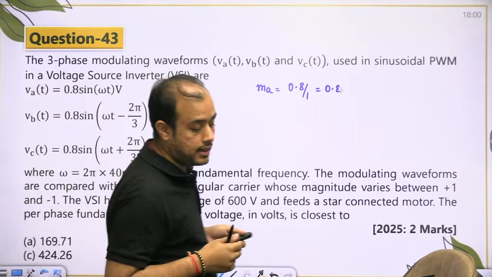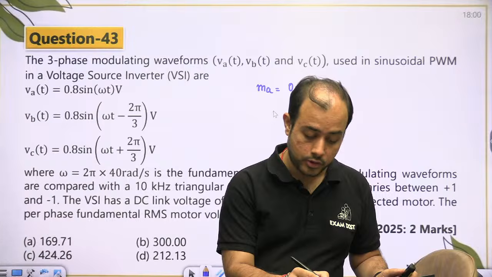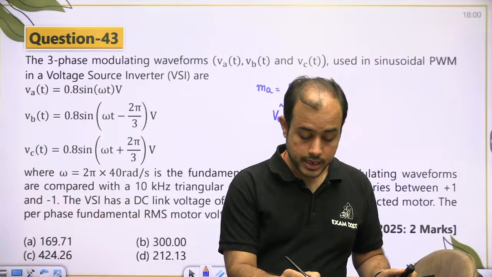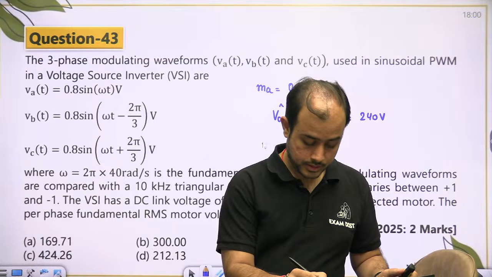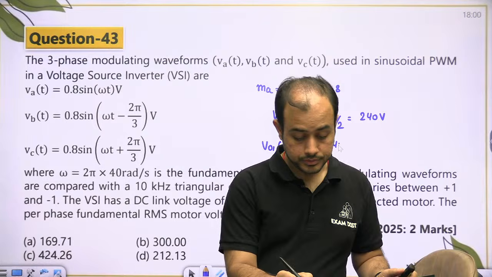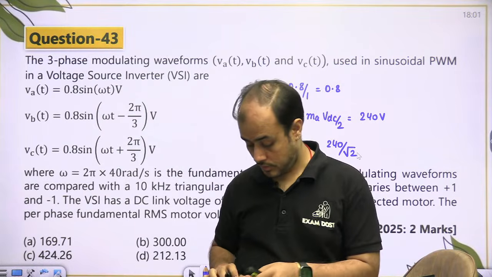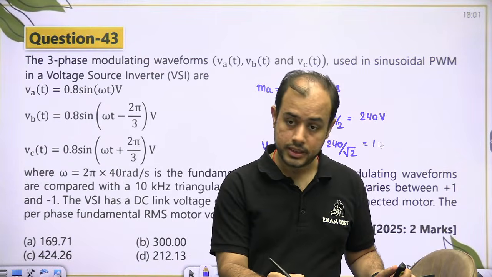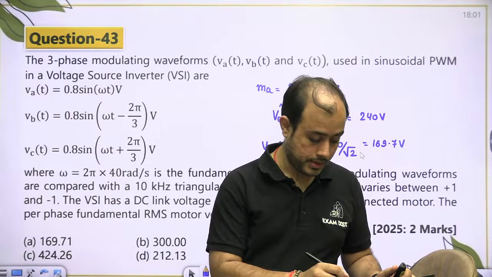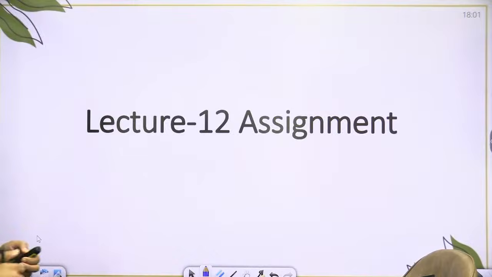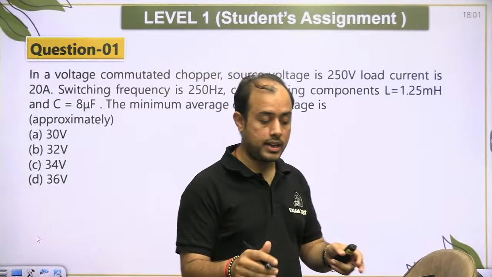Okay. Now VSI has a DC voltage 600. Find the fundamental per phase RMS motor voltage. M into VDC by 2, 240. What about RMS? 169.7. कितना सिंपल सा तो क्वेश्चन है, ठीक है। चलो, now I will come to assignment of lecture 12.